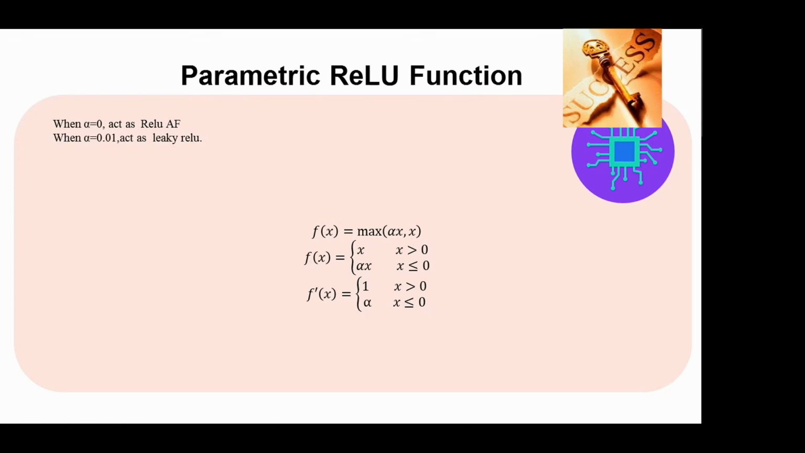Then next is parametric ReLU. Parametric means if you put the value of alpha as 0.01, then it will act like a leaky ReLU. If you put the value of alpha as 0, then that will be ReLU. And you can also change the value of alpha to 0.5, 0.75. You have to do hit and trial to enhance the accuracy of the model.